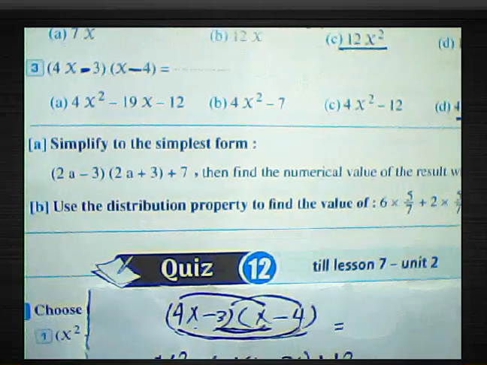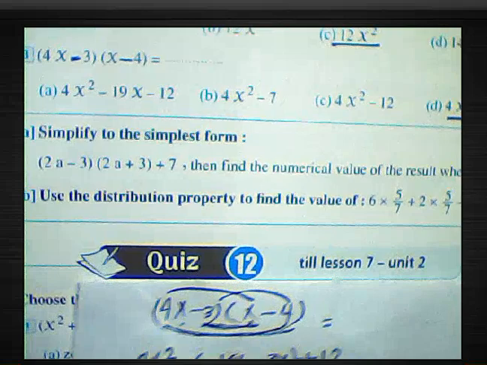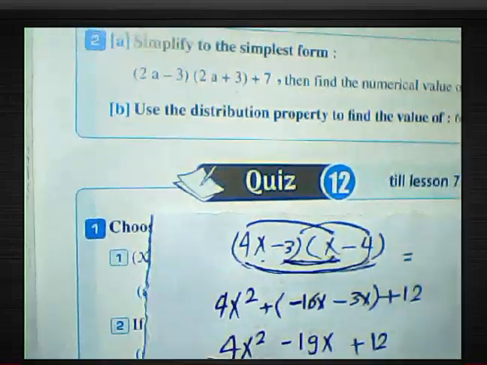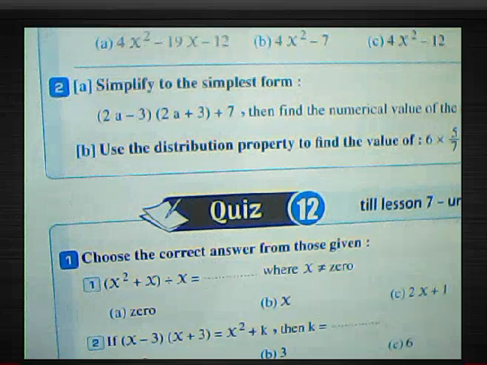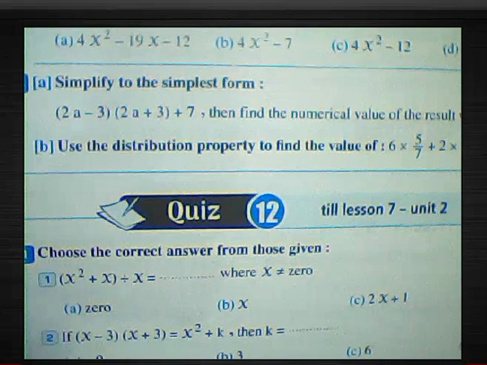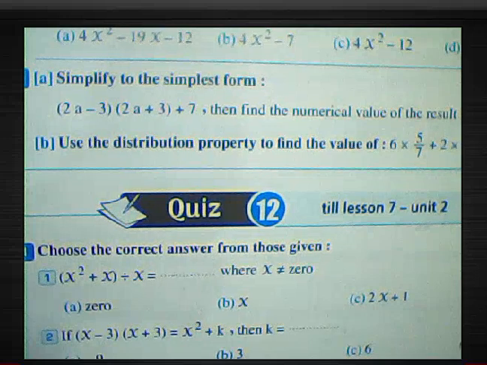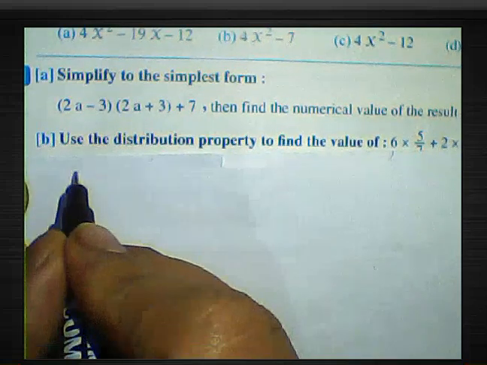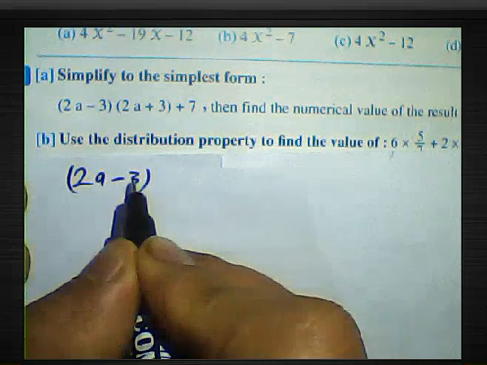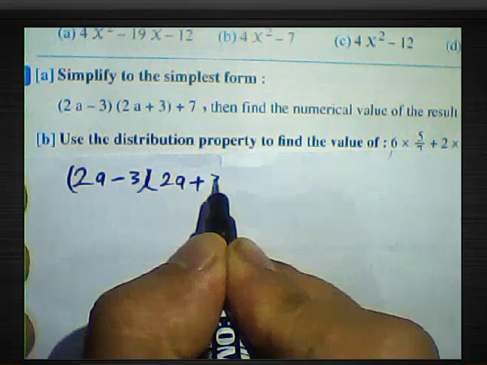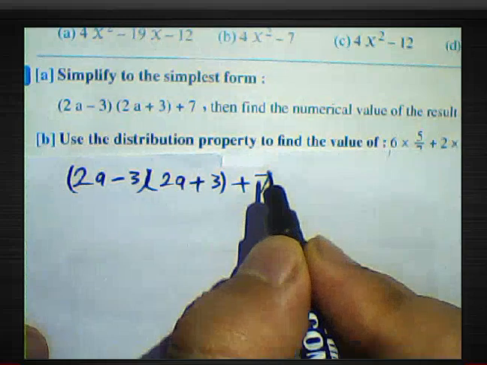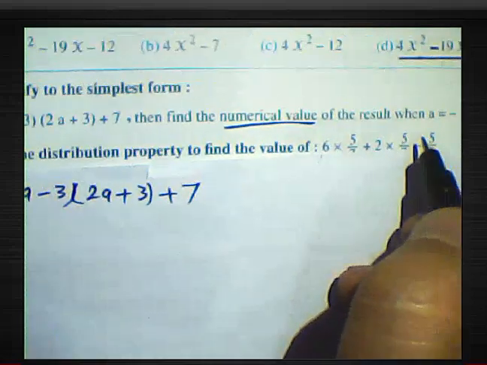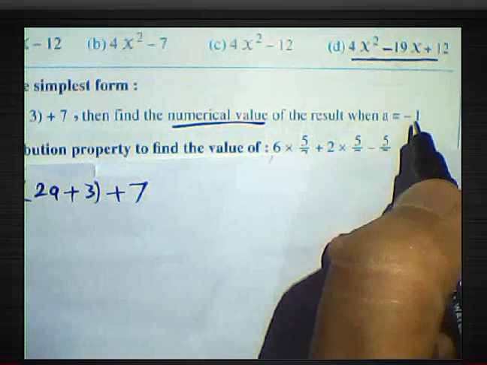Okay, next question here. Number 2. Simplify to the simplest form this example: (2a minus 3) multiplied by (2a plus 3), plus 7, and then find the numerical value of the result at a equals negative 1.